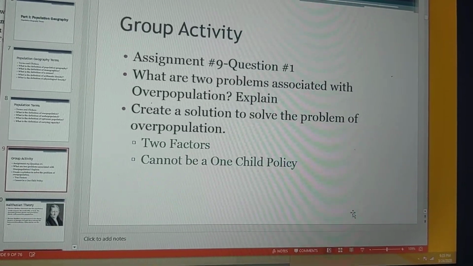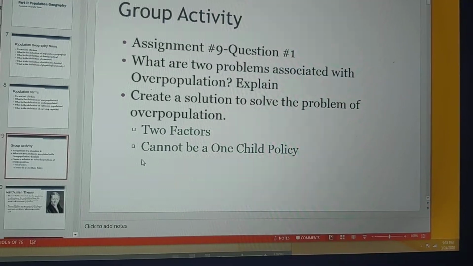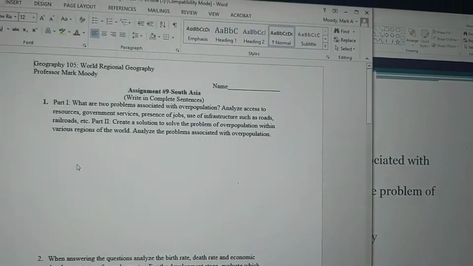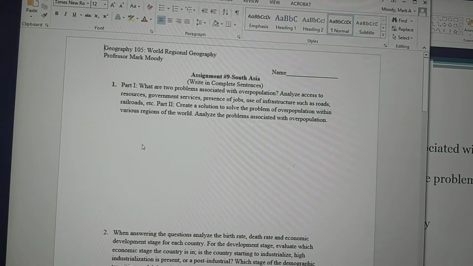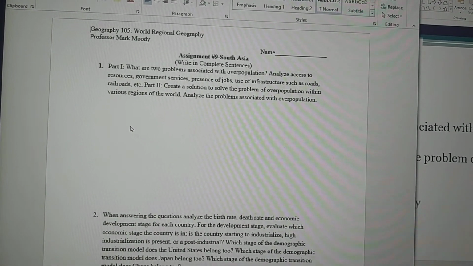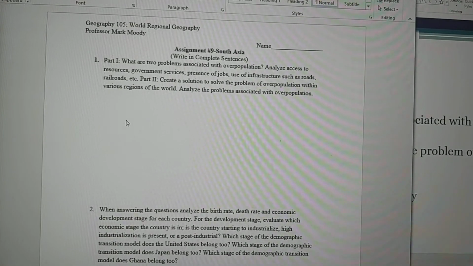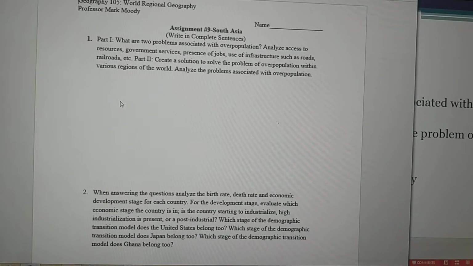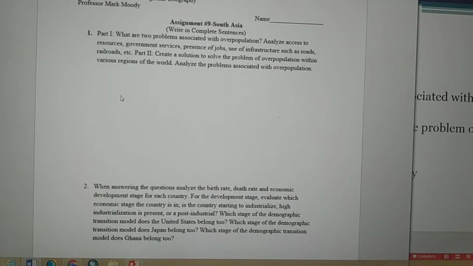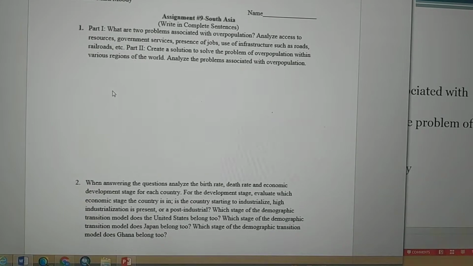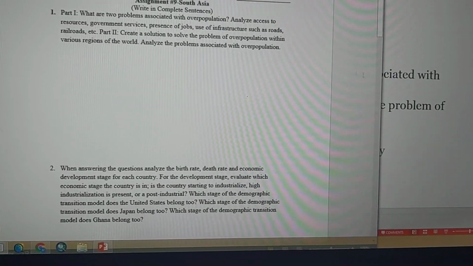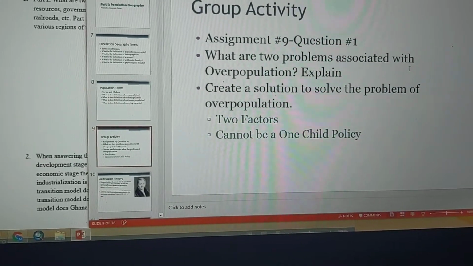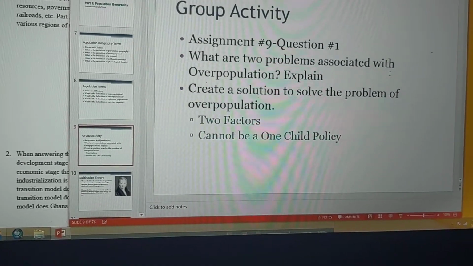For question number 1, you're going to answer 2 problems associated with overpopulation. I want you to really think about this. What would occur with resources, government services, presence of jobs? If you have too many people, can you fill jobs? Use of infrastructure like roads, railroads, etc. Definitely think about that. And then I want you to create a solution associated with overpopulation. What would be a realistic solution to curb overpopulation?